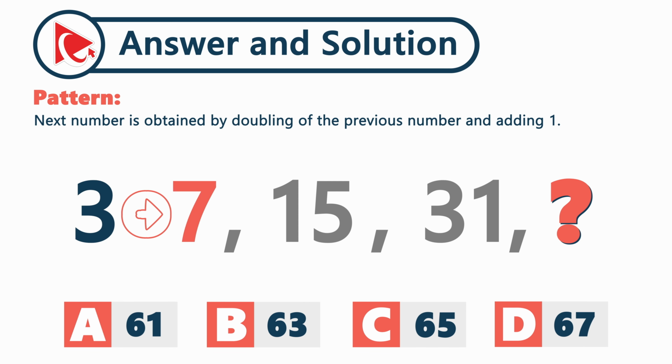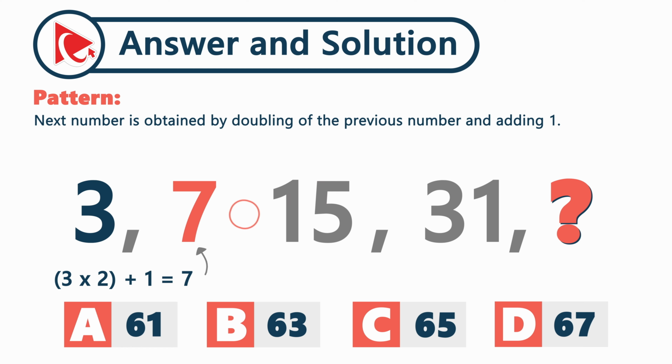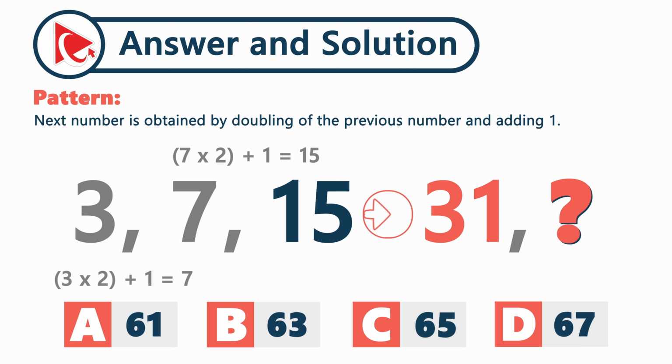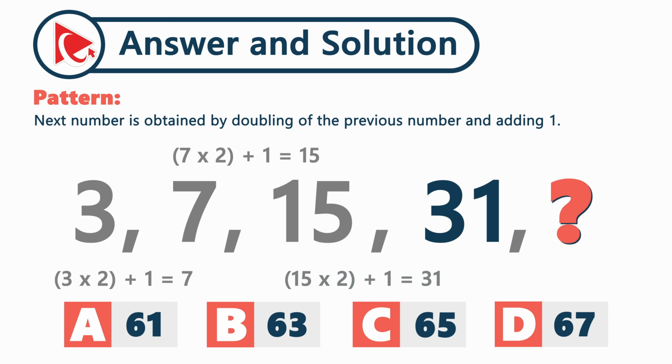To get from 3 to 7, we need to double 3, which would equal 6, and add 1, which would result in 7. To get from 7 to 15, we need to multiply 7 by 2 and add 1, and the result would be 15. To get from 15 to 31, we need to multiply 15 by 2 and add 1, and the end result would be 31. And guess what time it is now?